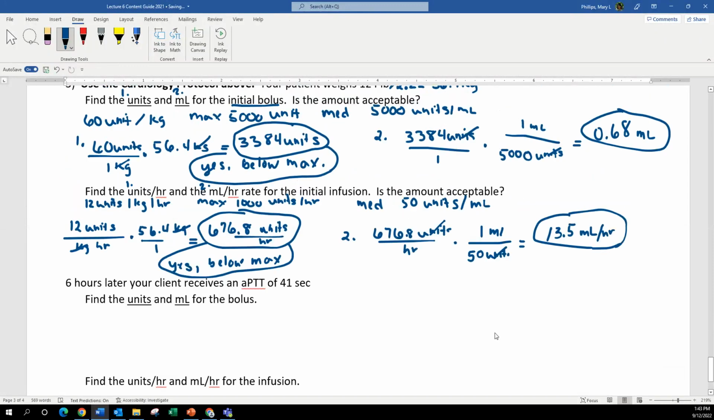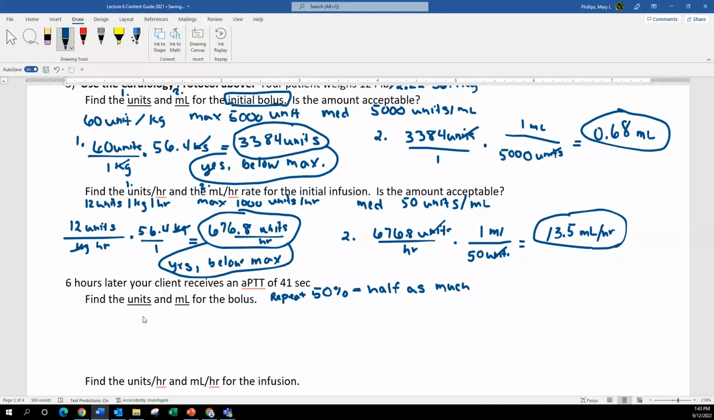Well, my protocol told me to give 50%. So repeat 50%. Well, I know 50% equals half. So I'm supposed to be giving half as much. Well, half as much of what? Half as much as I gave initially for the bolus. So I'm up here. Here is my bolus, the initial. And I had calculated 3,384 units.